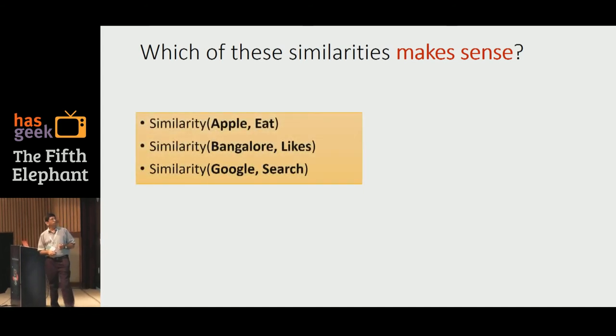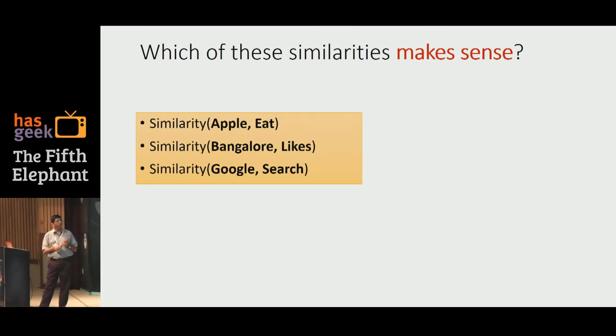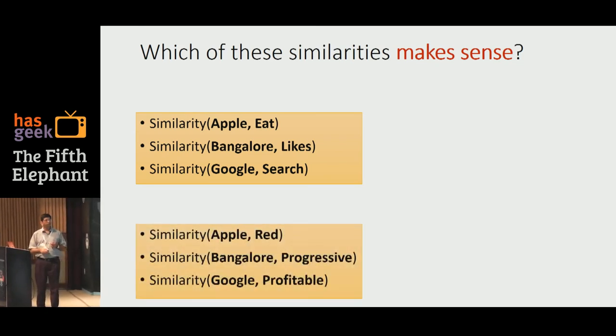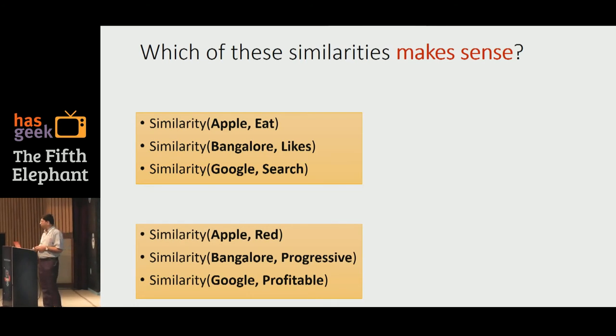Let's look at some examples. Does it make sense to ask this question? What is the similarity between Apple and Eat, or Bangalore and Likes, or Google and Search? Linguistically, you can say Google is search and all that, but linguistically, these are two different things. What about this? Apple and Red, Bangalore and Progressive, Google is profitable. Does the notion of similarity even exist? I'm not even saying whether they are similar or not. All I'm asking is, does it even mean something?